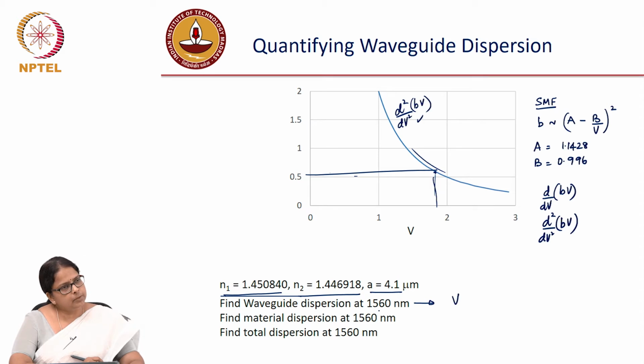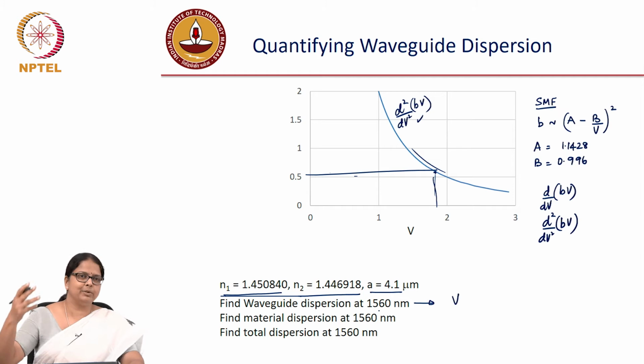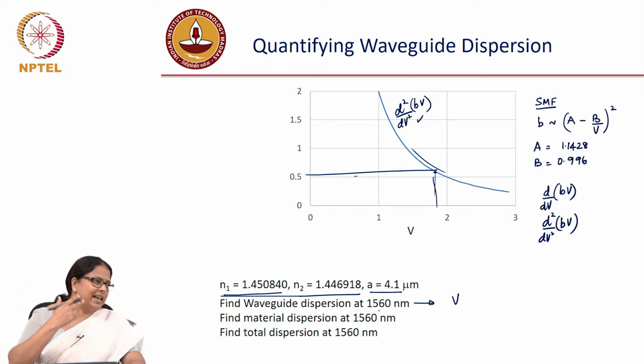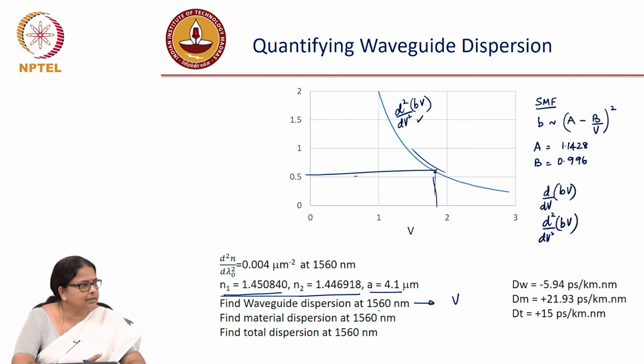How do I find material dispersion at this point? Remember, material dispersion is also acting at the same time. How do I do that? What do I need for material dispersion? d square n by d lambda square. It's all second derivatives is what we keep needing, right? So that data I have already given you, something like 0.004 at 1550, assume that is the same at 1560. So you can calculate that, then you can find out what is the total dispersion. So this is an exercise that you need to do. So it should come out to be something like this.